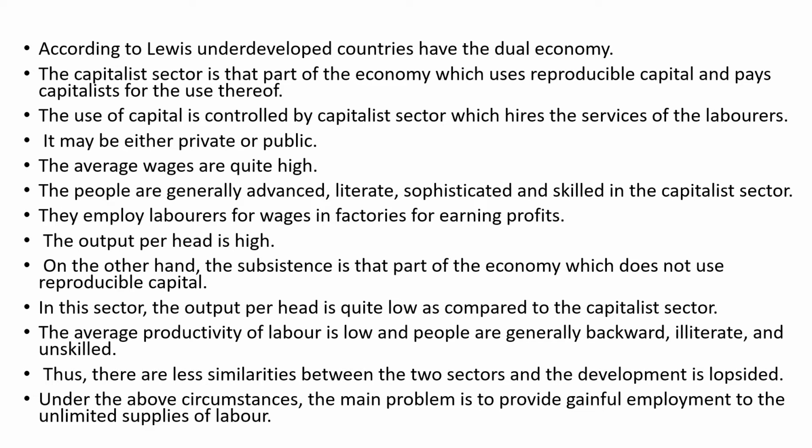As a result, the marginal productivity of labor is zero in the subsistence sector. This is because there is surplus labor in the subsistence sector, as we have already seen in our previous videos. There is some kind of disguised unemployment there. Even if you remove some laborers from the subsistence sector, that won't affect its total output. So the marginal productivity of labor is zero in the subsistence sector, whereas it is positive in the capital sector. So these are the basic differences between the subsistence sector and the capital sector.